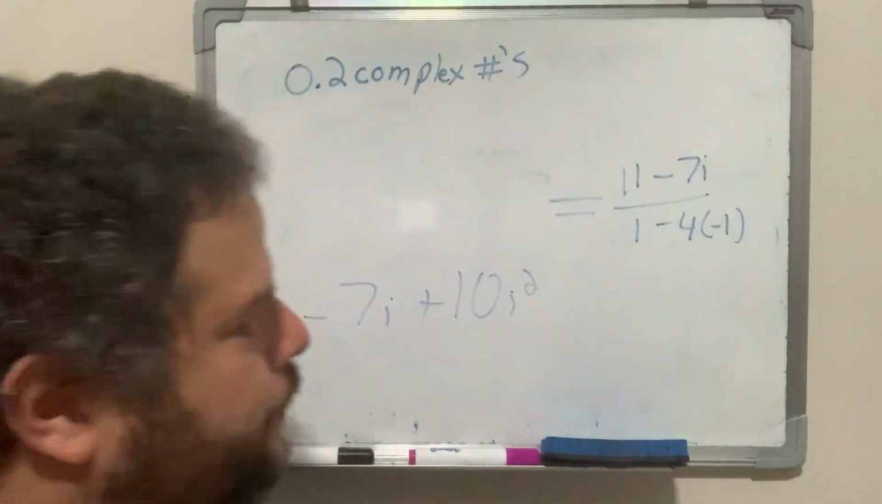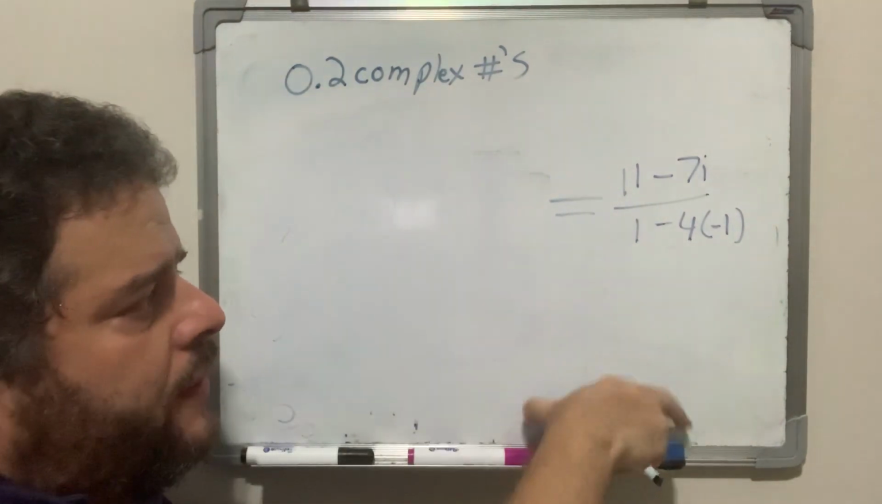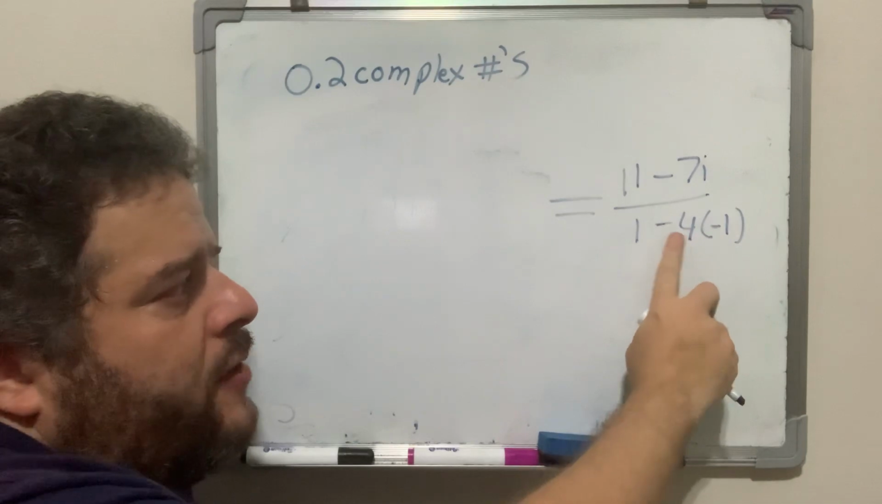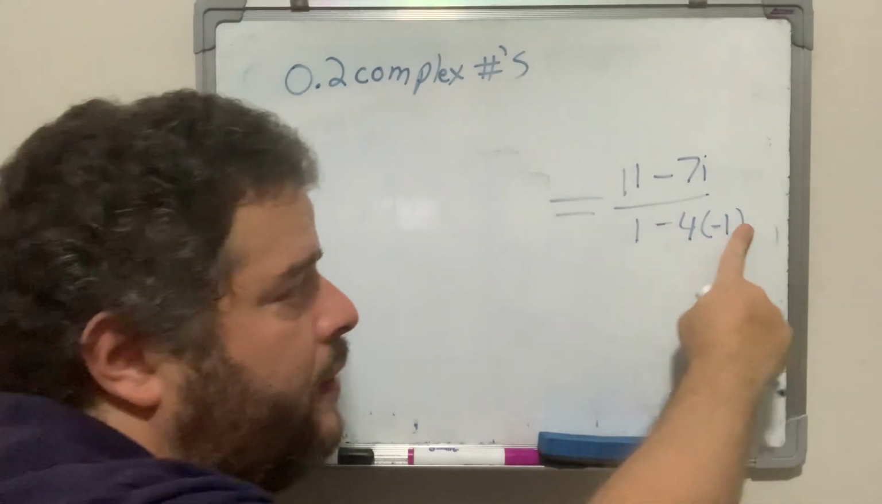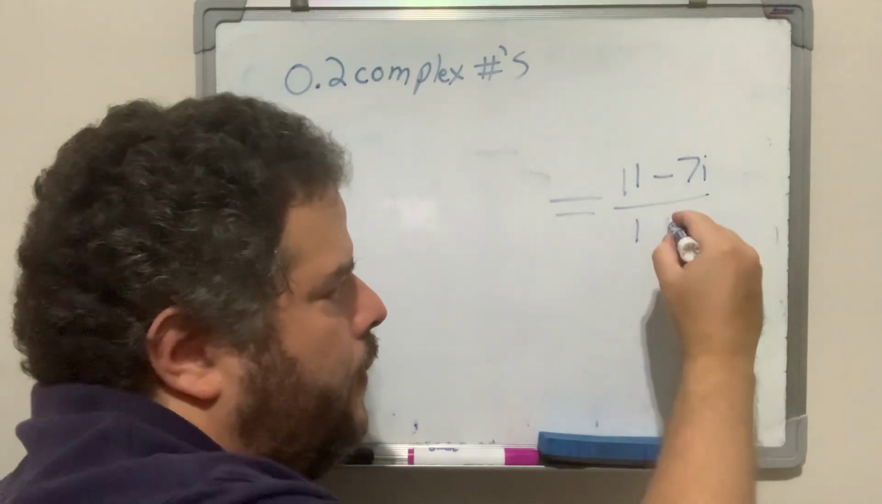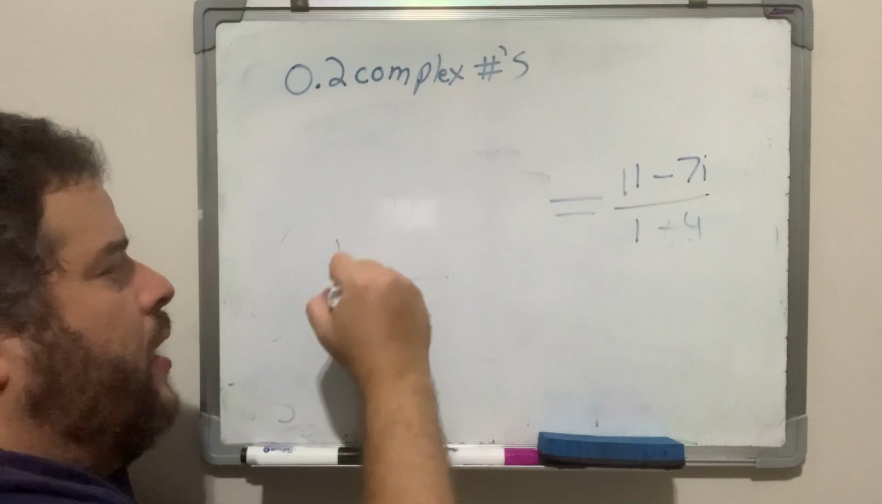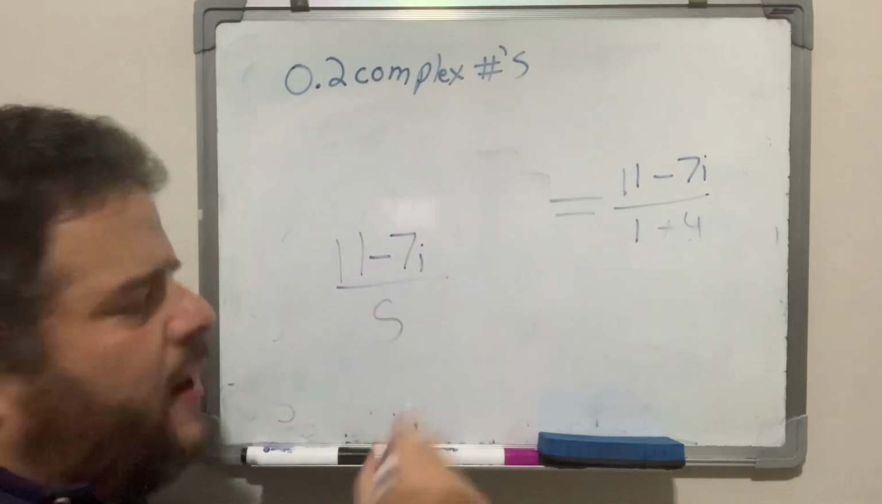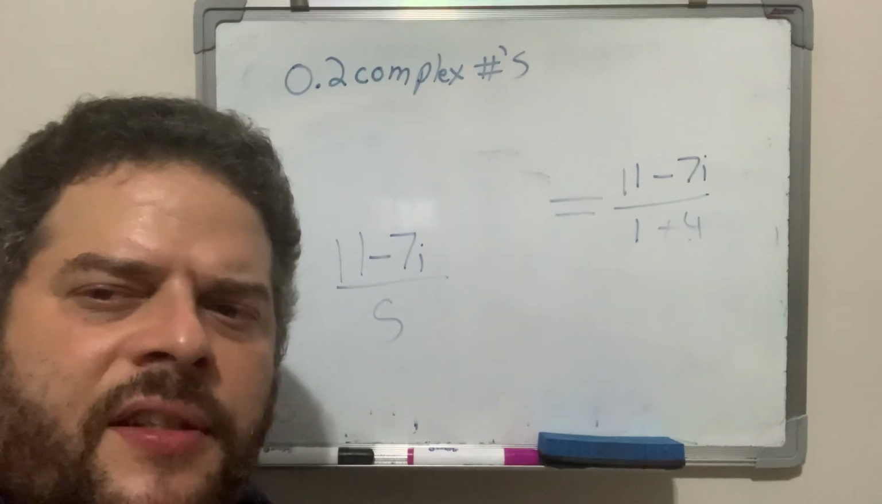Don't freak out. So all you got to do now is, let's multiply this part. -4 times -1 is +4. 1 plus 4 is 5. So you're left with this expression. If you reach that expression, you're pretty much done. Nothing else needs to be done.